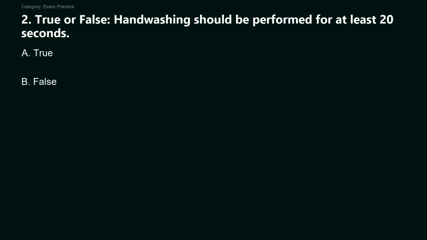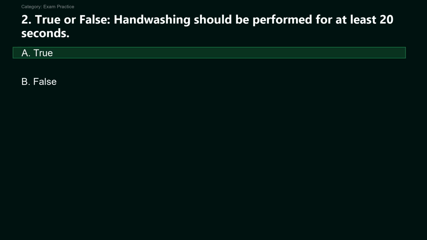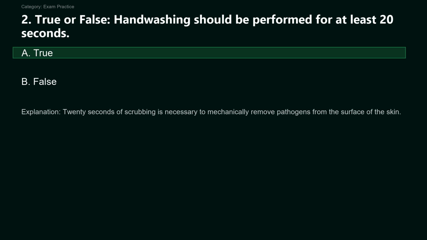Question 2. True or false? Hand washing should be performed for at least 20 seconds. Option A. True. Option B. False. The correct answer is option A. True. 20 seconds of scrubbing is necessary to mechanically remove pathogens from the surface of the skin.